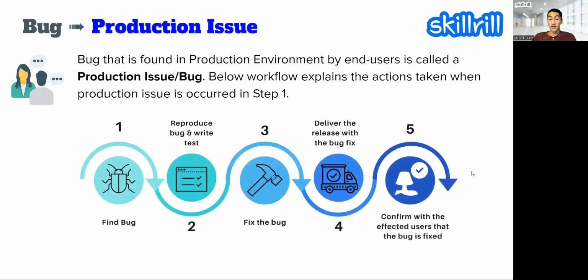All right, and that brings us to the production issue. So what happens whenever a bug is found in the production environment, right? If you look at this picture, this is a workflow, or a sequence of events, that actually happens. So users find the bug, and that gets reported. And then it comes to the testing team.